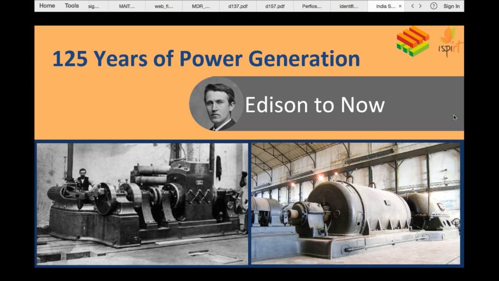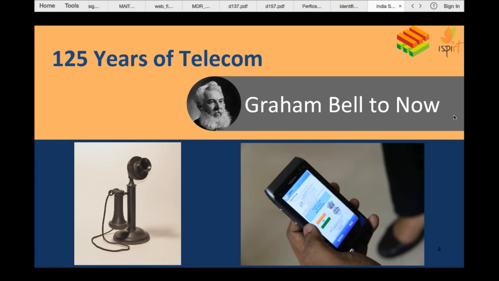So I normally start by talking about how Edison got his patent on power generation and distribution about 125 years ago. If he were to come back alive today, he would still be able to recognize the way power is generated and distributed. On the other hand, at the same time, another patent was granted, this time to Alexander Graham Bell.